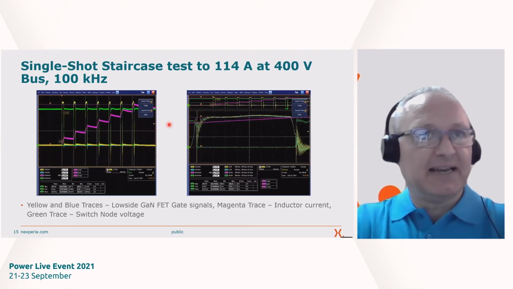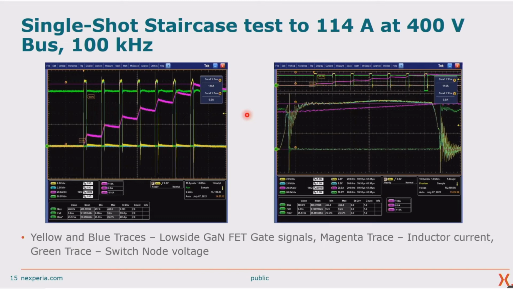So the first test performed was a single shot 7-pulse staircase test at 100 kilohertz. For this test, we had a 50 microhenry inductor, which was connected to the bus voltage set at 400 volts, and the current flowed through the low side GaN FETs and then recirculated through the high side GaN FETs. Each applied pulse was 1.9 microseconds wide, which led to a peak inductor current of 114 amps.